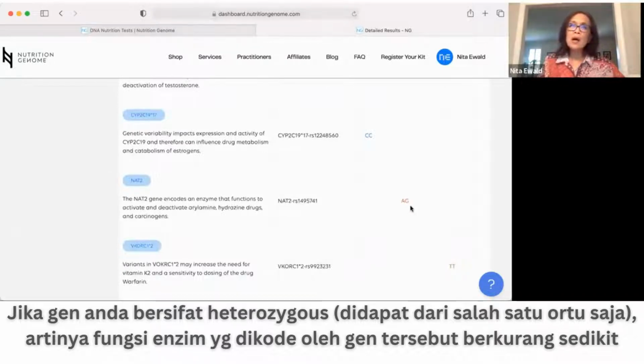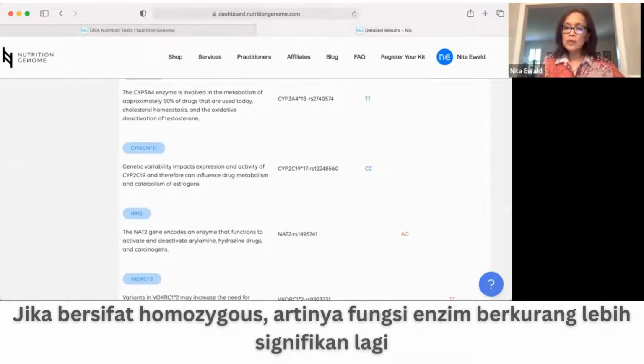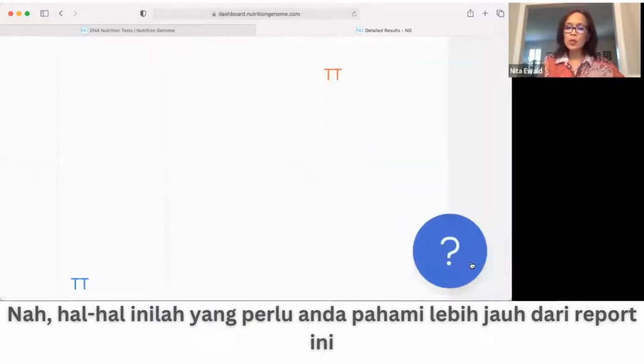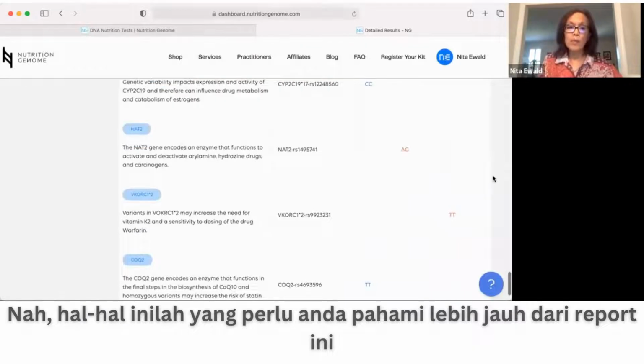That means my body has less ability of that enzyme to function. Then if it's homozygous, like this one, that is more significant, so more reduced ability of the enzyme to function. So that's what you need to understand more about this report.